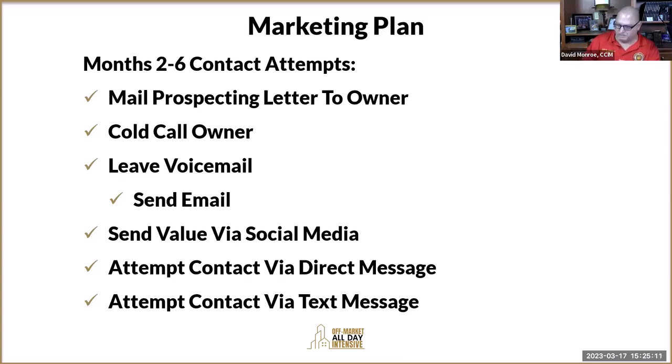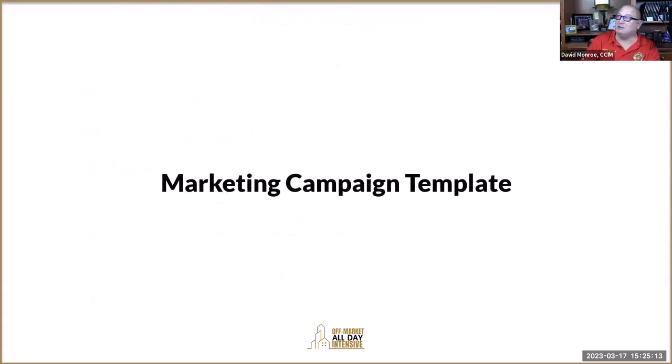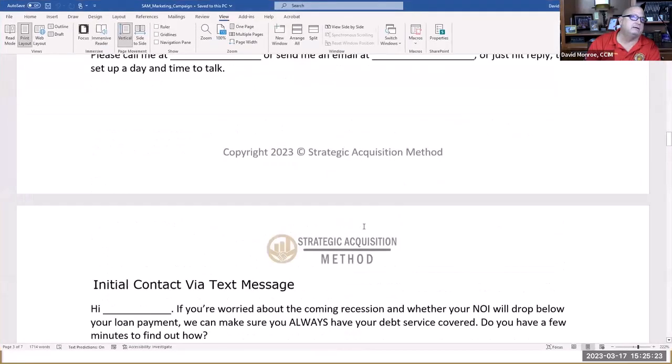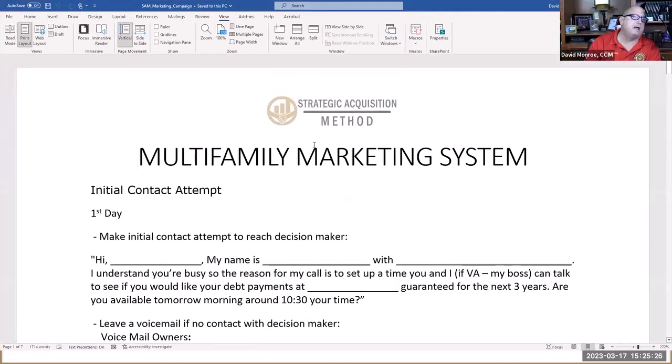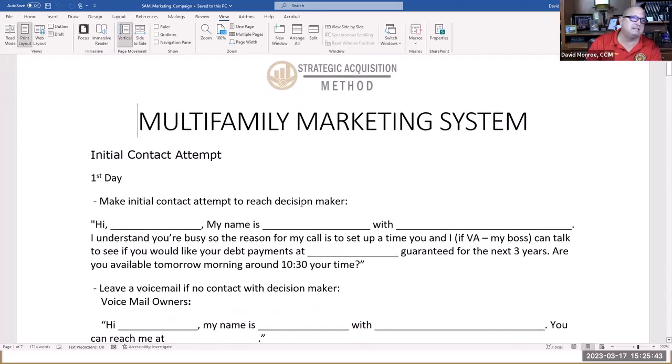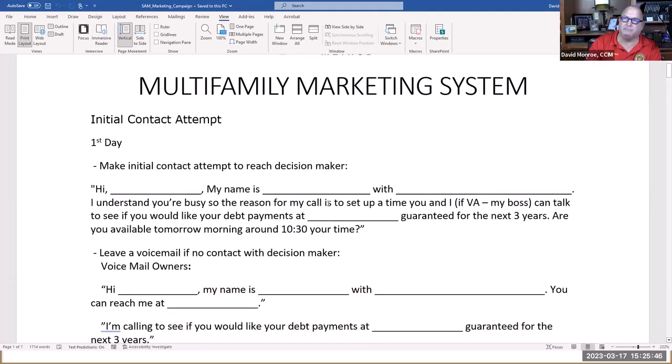All right. So let's take a look at our marketing campaign template. Where is Word? There is Word, marketing campaign. All right. So again, this was written a couple of weeks ago. I wrote it for the master lease option class, but still can be used here. You may have to modify some of this. All right. So day 1, make initial contact attempt to reach decision maker. Can you guys see this okay?